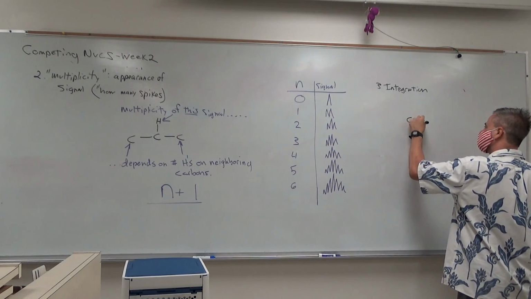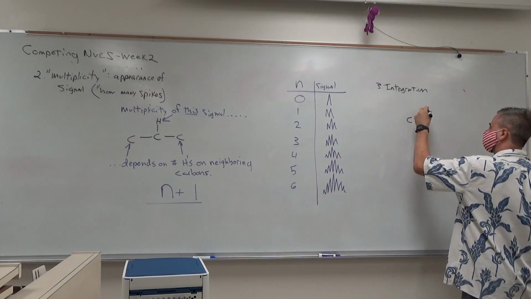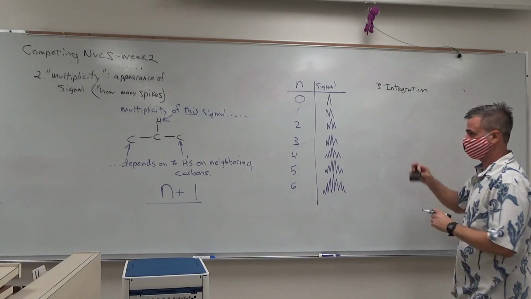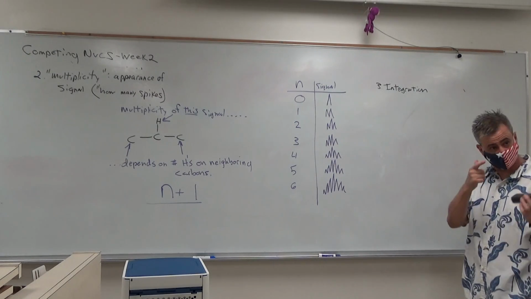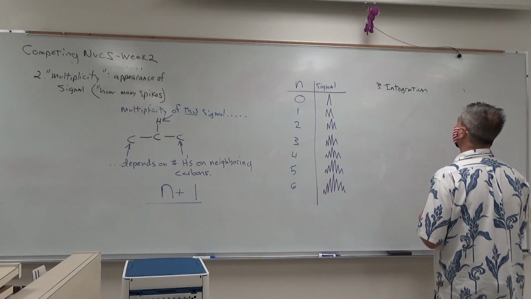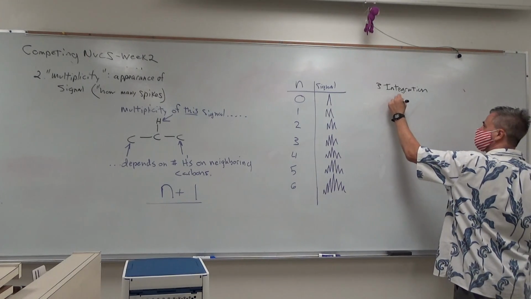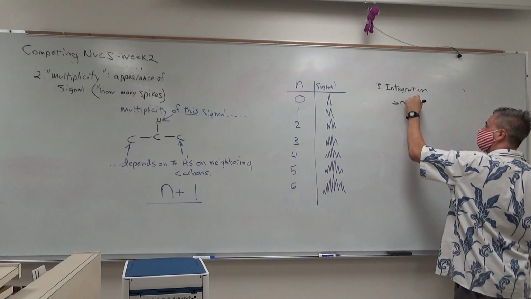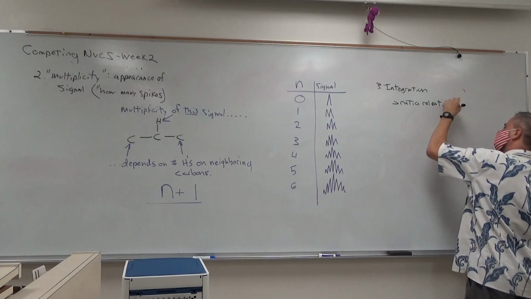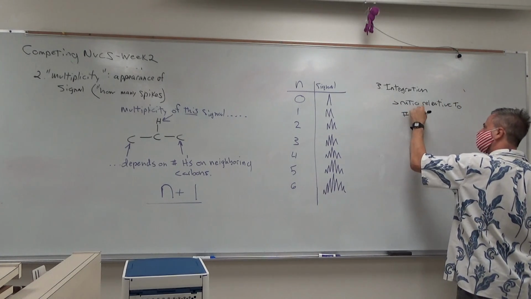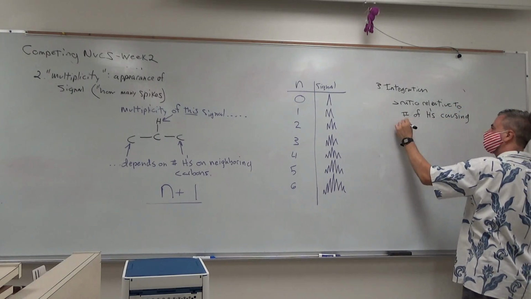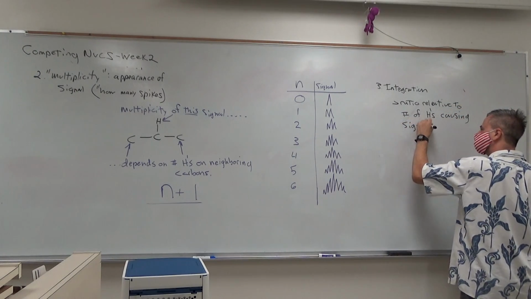So let's say I've got this system. We're going to do an example by looking at your products, rather than beat this to death here. So it's a ratio relative to the number of protons causing the signal.